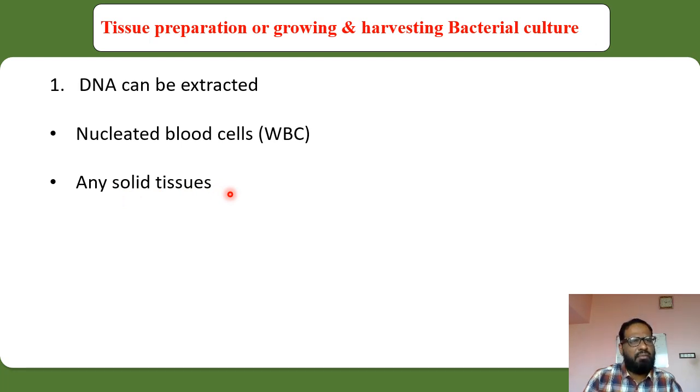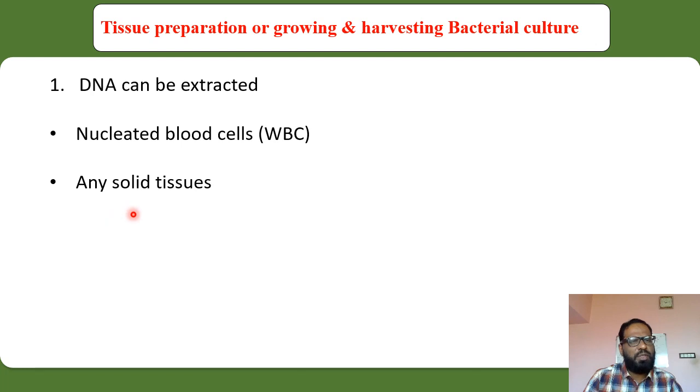It can be a muscle mass, it can be a foot, it can be a mantle tissue, it can be anything actually. You can even extract DNA from the gills also. It means that any solid tissue can be used. The only thing is that when you compare the extraction of DNA from the WBC and from other solid tissue, the extraction procedure is slightly difficult in the case of solid tissues, whereas in the case of WBCs, the extraction of the DNA molecule is very easy.